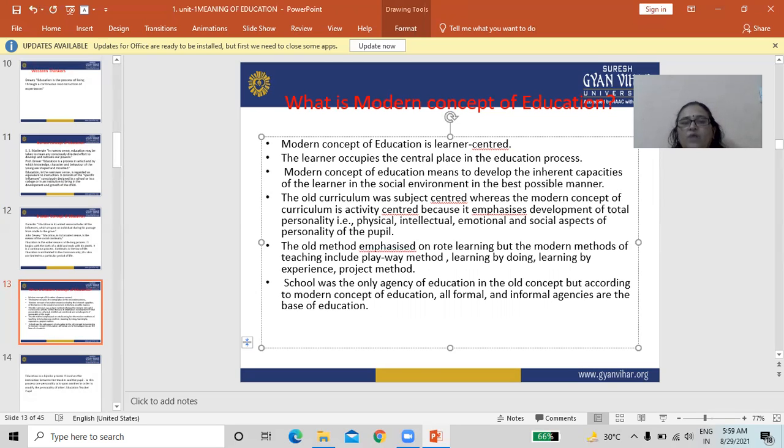The old curriculum was subject centered, whereas the modern concept of the curriculum is activity centered because it emphasizes development of total personality. For example, the physical, intellectual, emotional, and social aspects of the personality of the pupil. The old method emphasizes rote learning, but the modern methods of teaching include the playway method, learning by doing, learning by experiencing, and the project method.